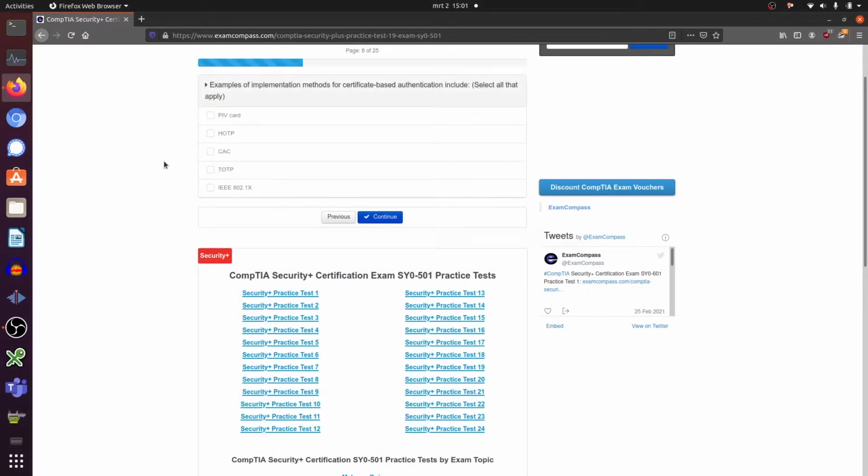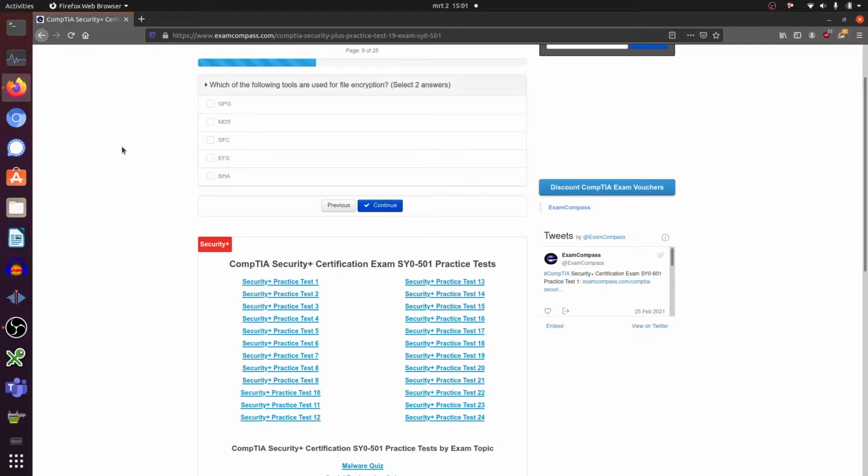Examples of implementation methods for certificate-based authentication include a PIV card, CAC, and IEEE 802.1X.